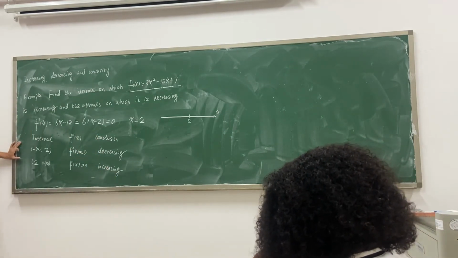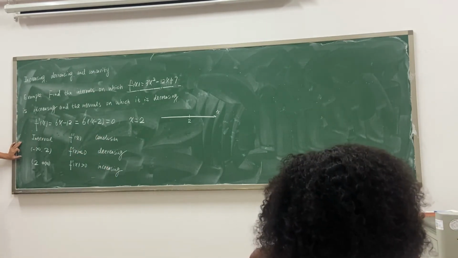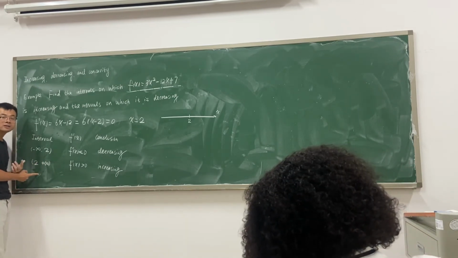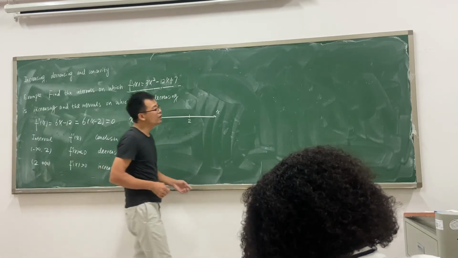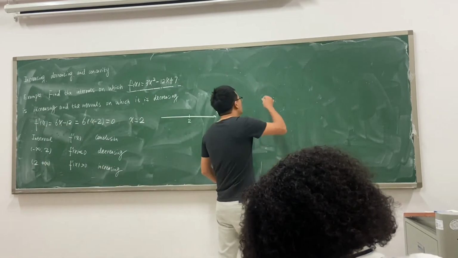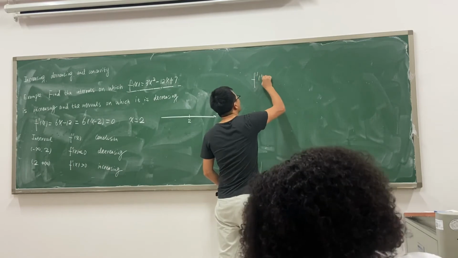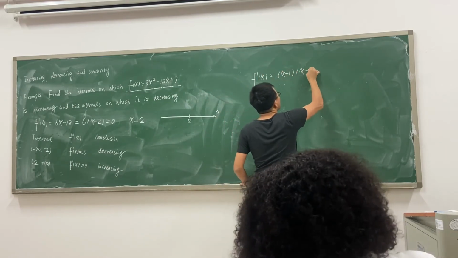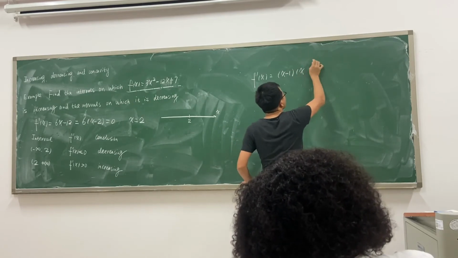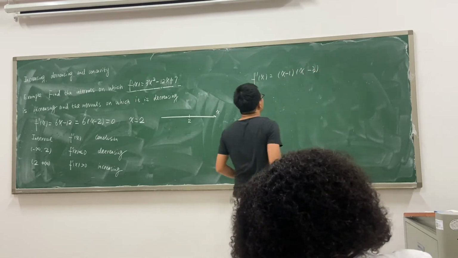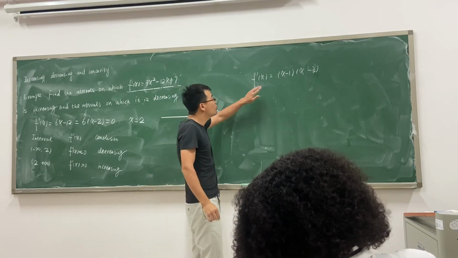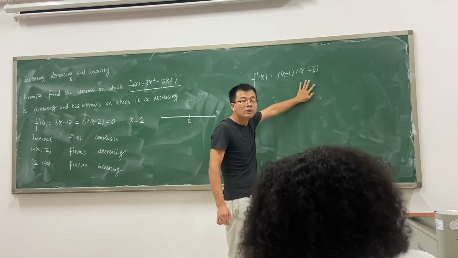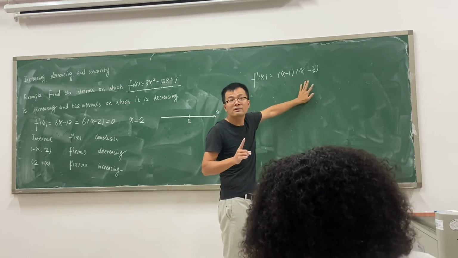Now I found some students are confused about how to find the intervals. For example, we have a function whose derivative equals (x minus 1) times (x minus 3). The derivative of the function equals this. So how do we find the intervals?